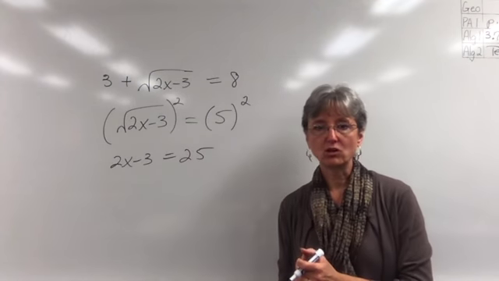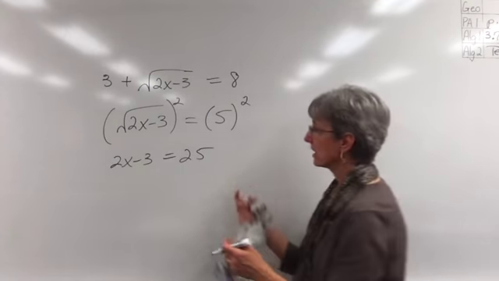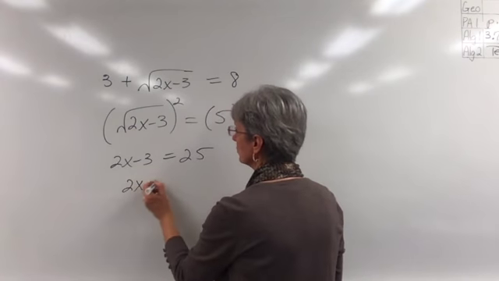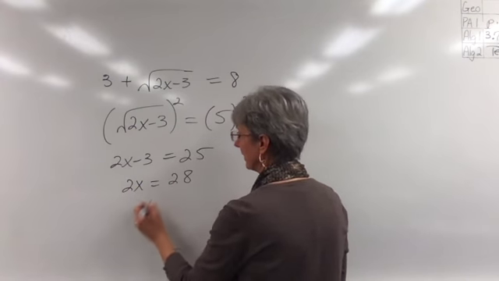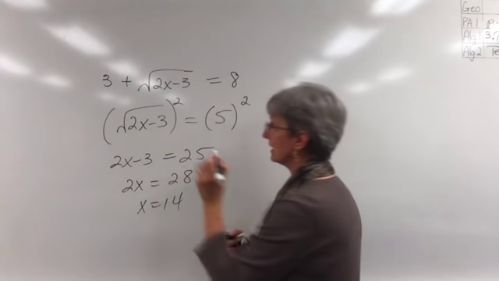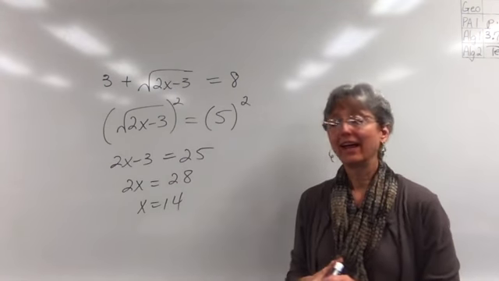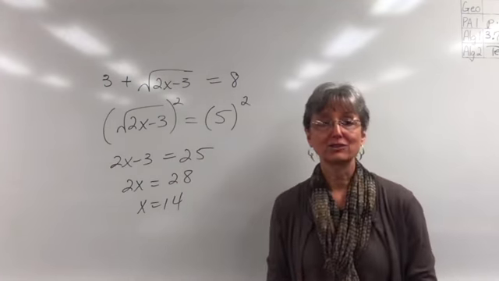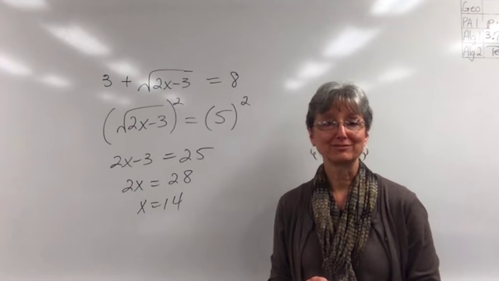And now you just solve for x like normal. So, add 3 to both sides. 2x equals 28 and divide by 2, and x equals 14. And you could plug that in and check your answer to make sure you got it right.